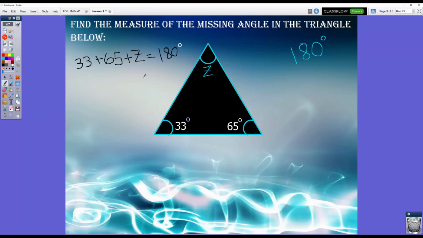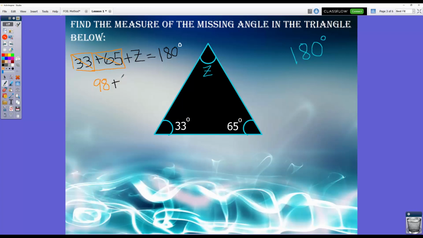And what we have here, ladies and gentlemen, is a one-step equation. Kind of, well, maybe a two-step equation, because if I look right here, I see we have two like terms that we can combine together. Let's go ahead and add these together. So if I add 33 and 65, that's going to give me 98. Okay, so we just combined those together into one term.